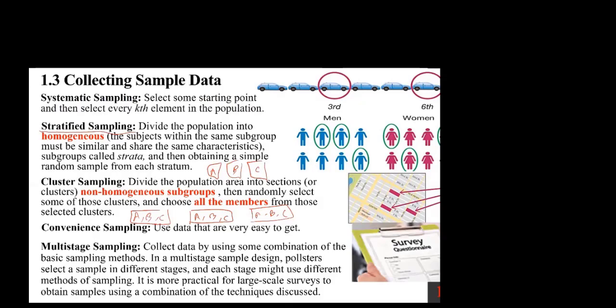Let's say you do AAB or ACA. Can they have the same members? In stratified sampling, all of them are A's, all of them are B's, all of them are C's in 3 different groups, and you pick a few from each group.